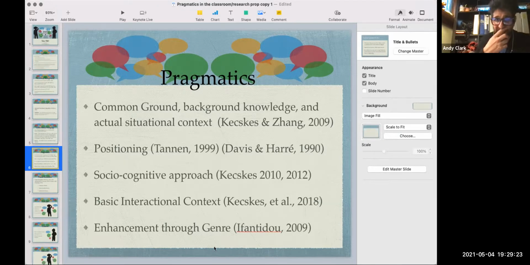Now, I've added another thing on here, and this was sort of last minute. This was enhancement through genre. Ifantidou did some research connecting genre and pragmatics that showed explicit genre-based instruction had significant positive effects on the development of genre-focused, convention-specific discourse. So, according to him, genre and pragmatics are connected, but there still needs to be more research conducted to determine to what extent these two concepts relate. And I'm gonna try and figure that out. Wish me luck.